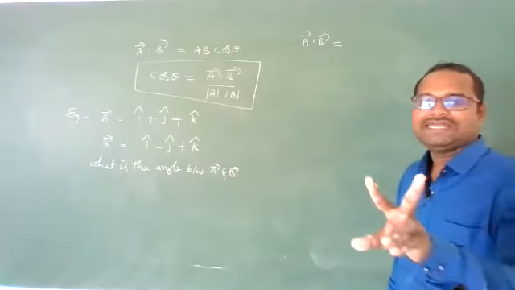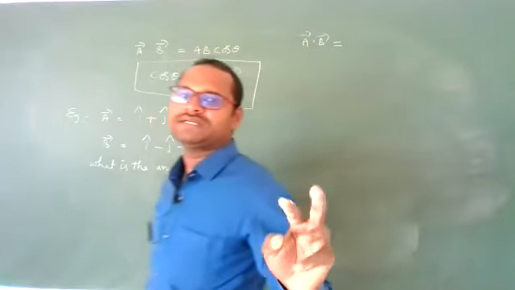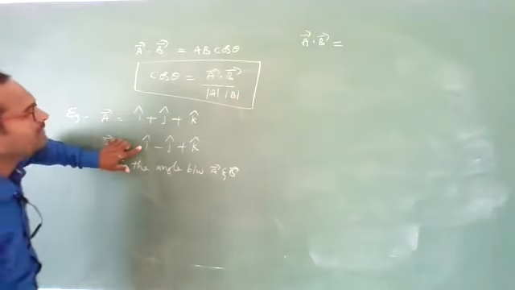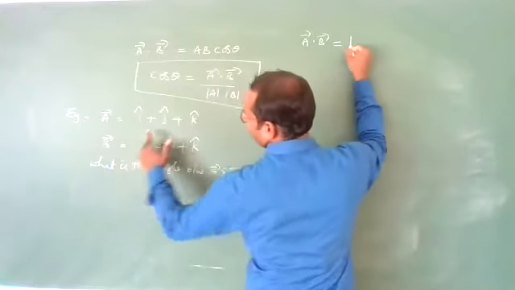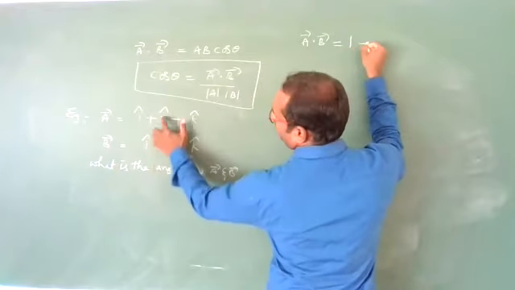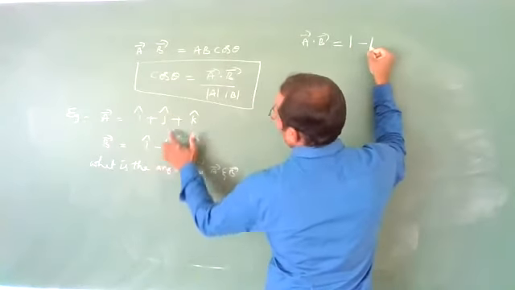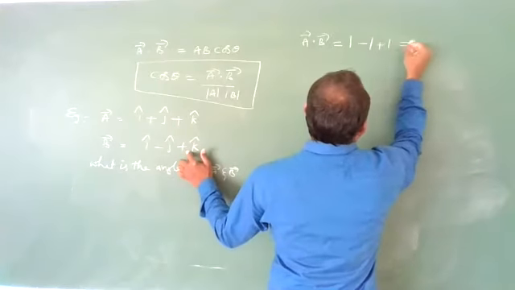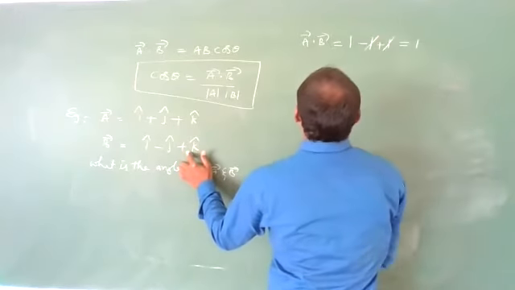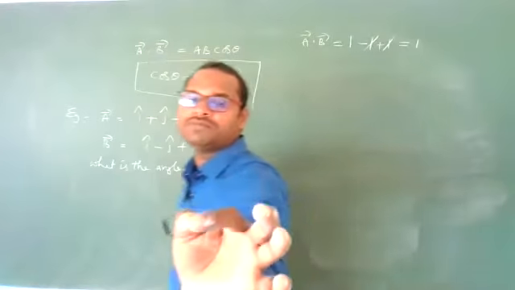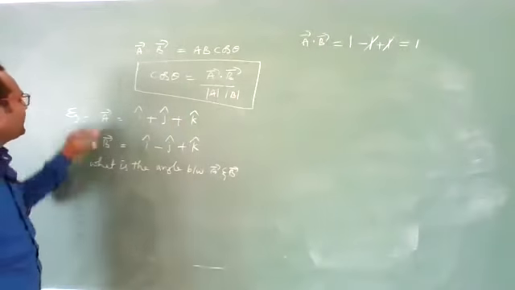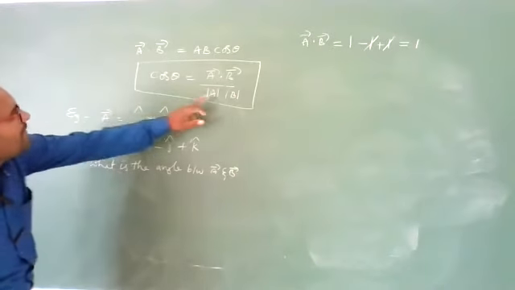How to find A bar dot B bar? You know, the i coefficient, j coefficient, k coefficient, we should multiply. Here 1 into 1 is 1. Plus into minus, minus 1 into 1, again 1. Plus into plus, plus 1 into 1, again 1. So the value is 1 plus 1 minus 1 cancel, you will get A bar dot B bar value is 1. Now what should we find? We should find the magnitude of A and the magnitude of B.